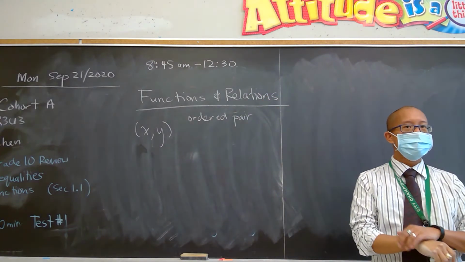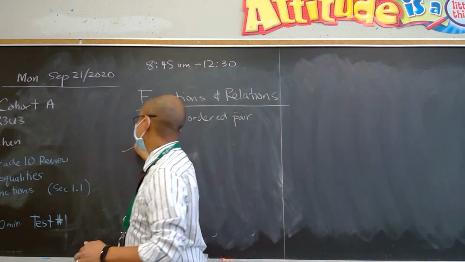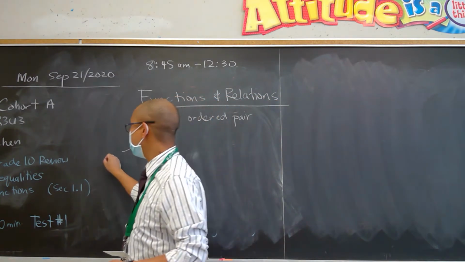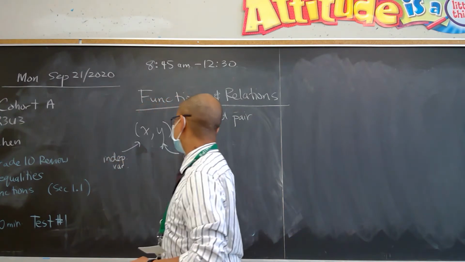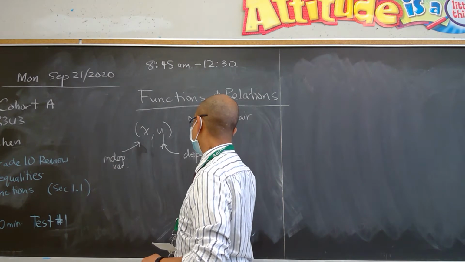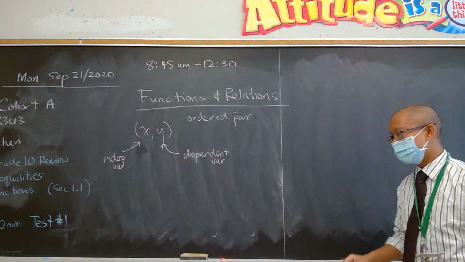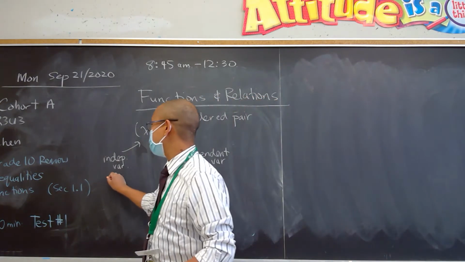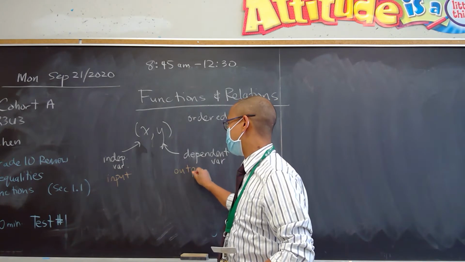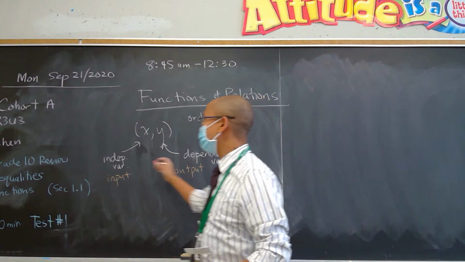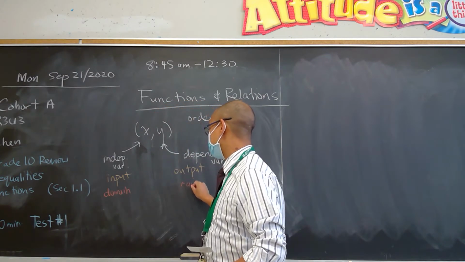And a lot of you realize that the variables x and y, the x is the independent variable, and the y value is the dependent variable. However, in grade 11, I'm going to introduce some new concepts. The x is also known as the input. The y is also called the output. And finally, the x is also known as the domain. The y value is also known as the range.